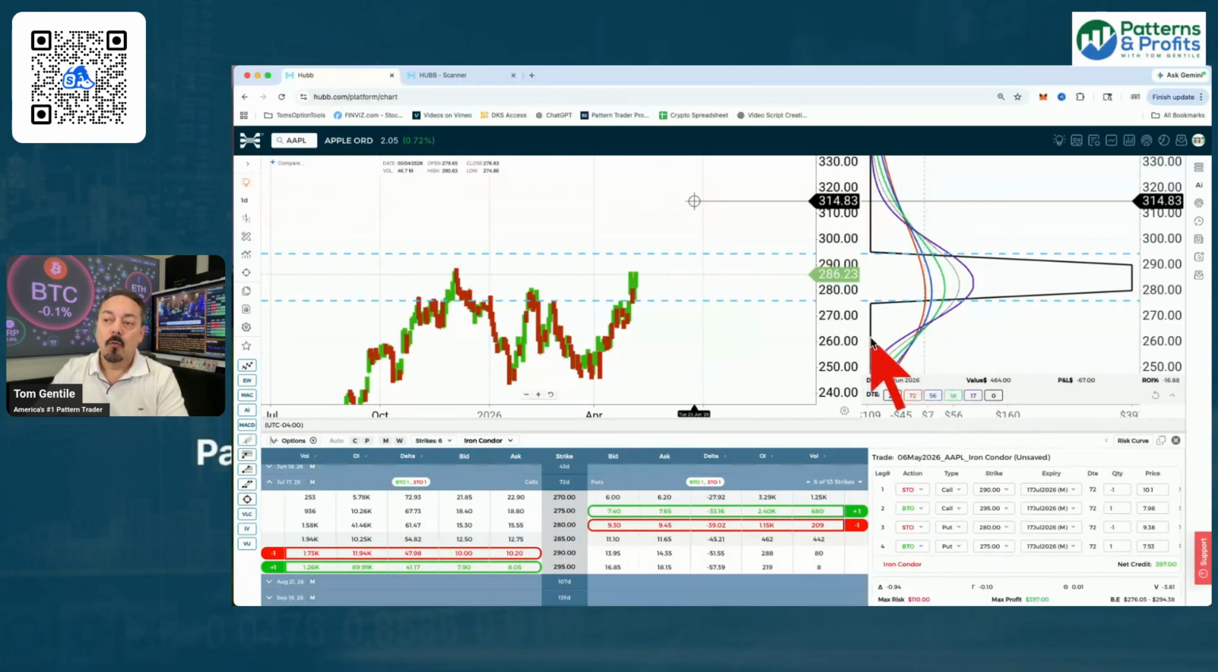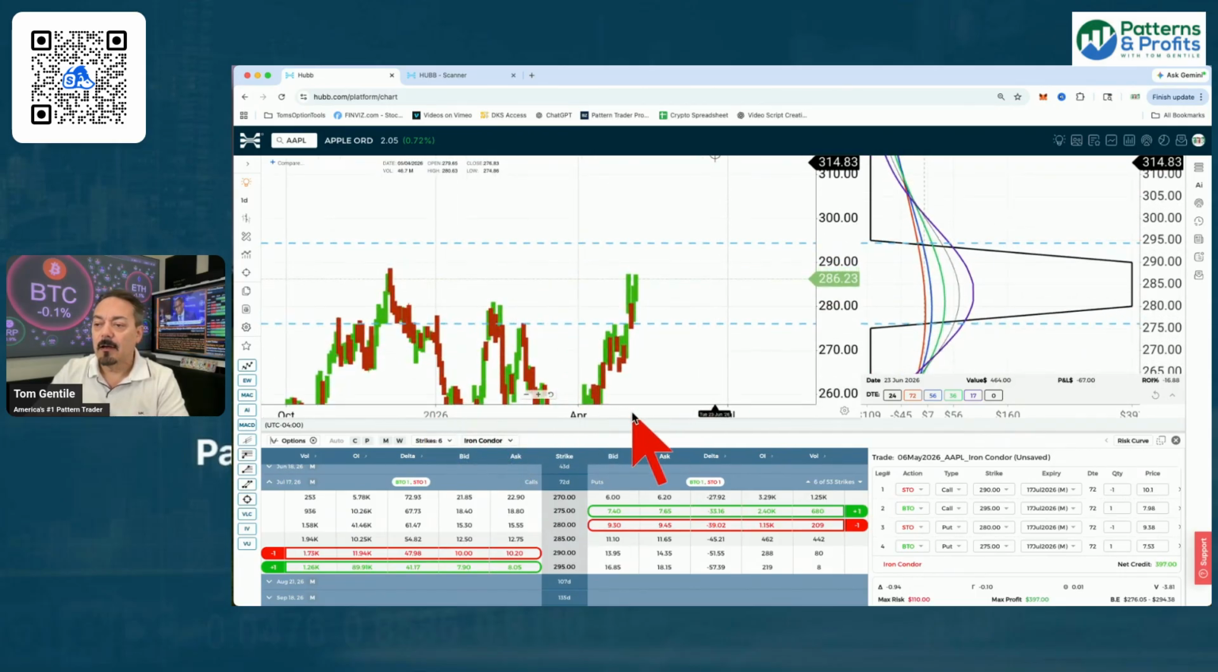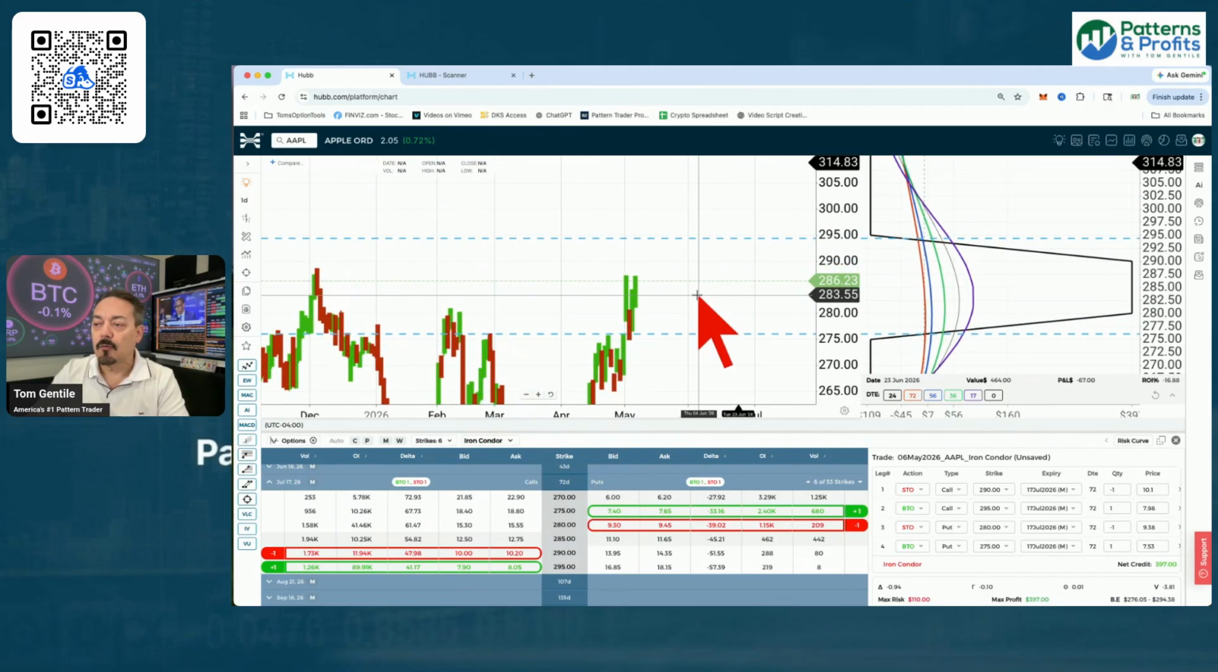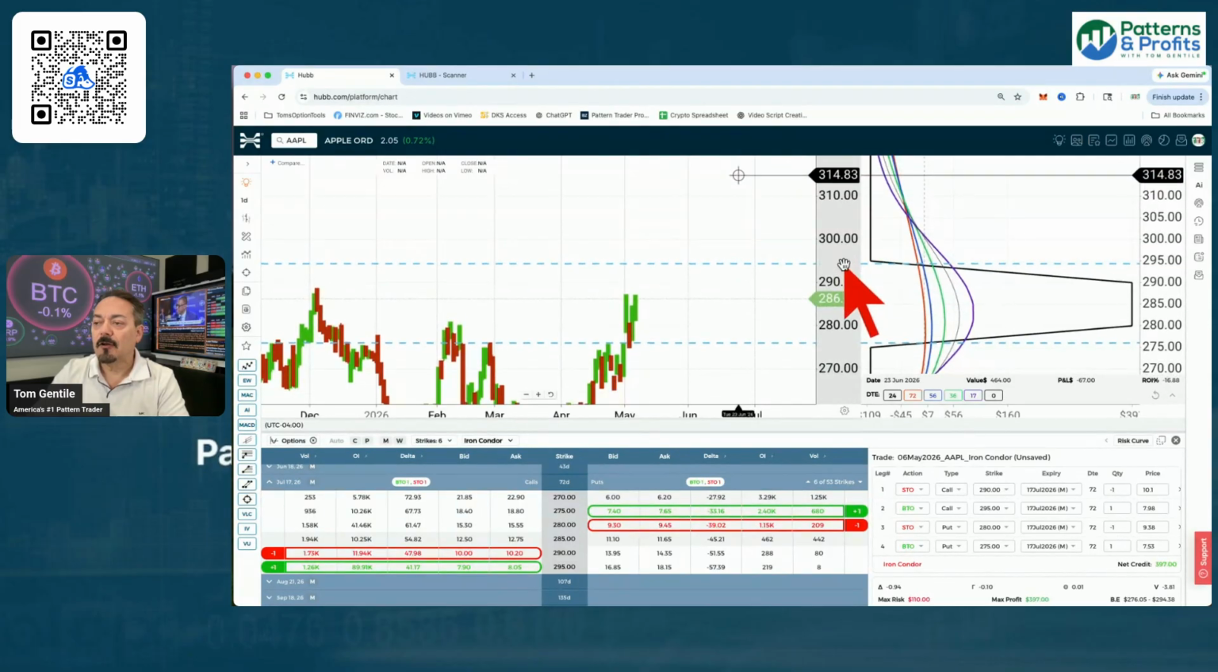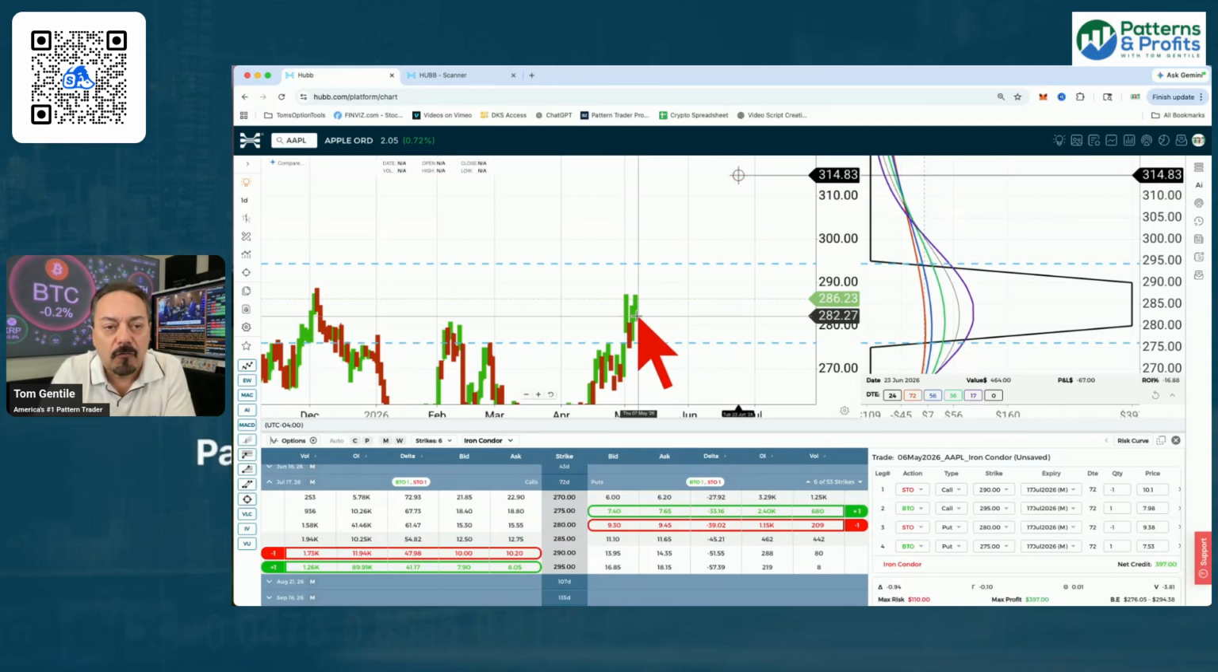But what happens if Apple goes to my target by July? Well, if it goes to my target by July, I could be right on the price, but the problem is that my target's way up here. Look at the risk curve. It would actually lose money if it went to my target. So what I need to do is take this Condor and move it up here and surround my target price, not today's price. That's what makes it a directional Condor.